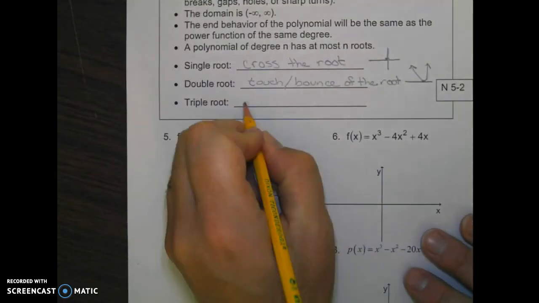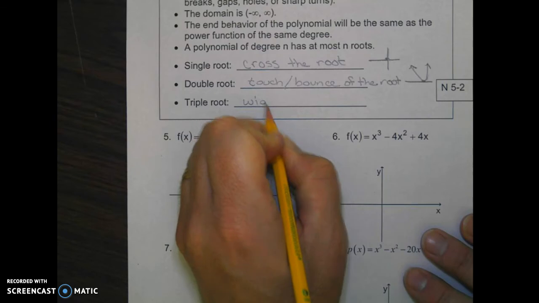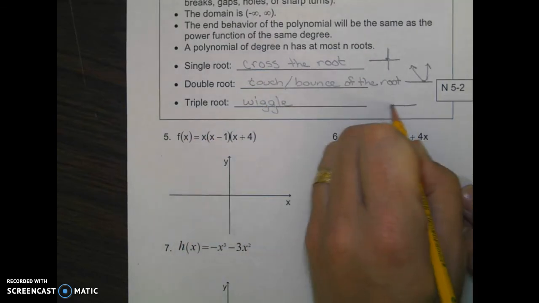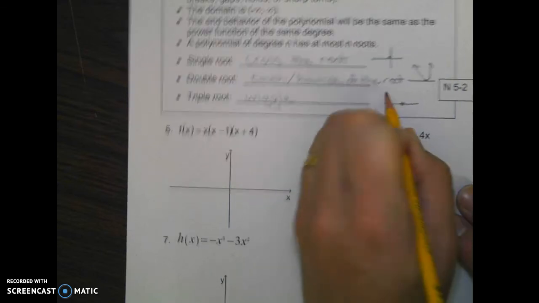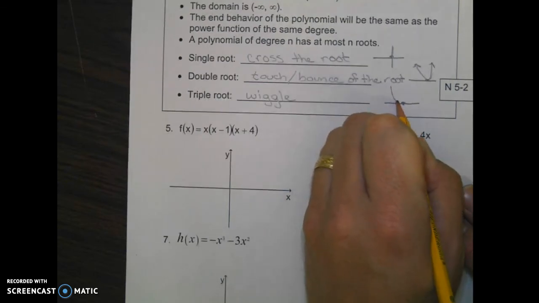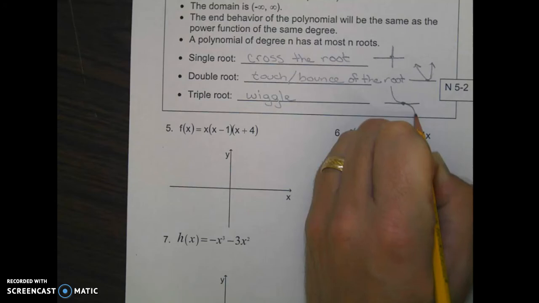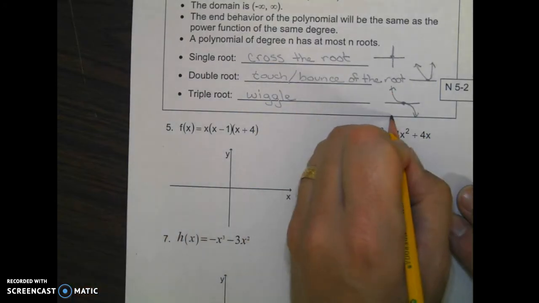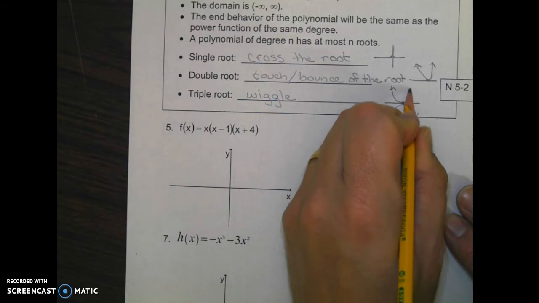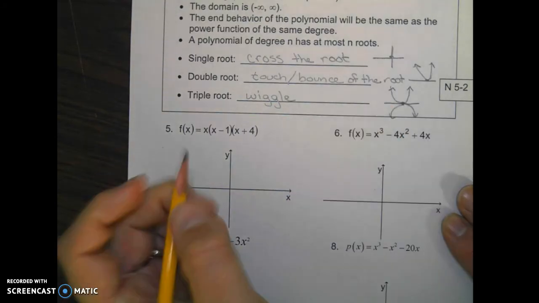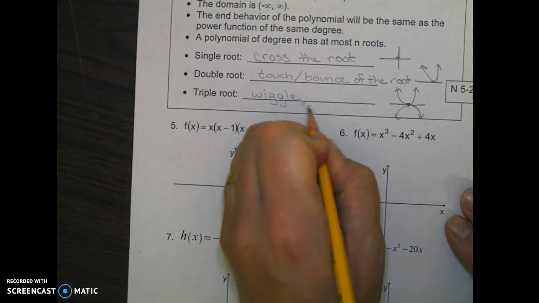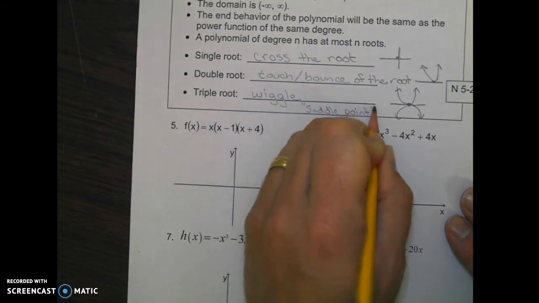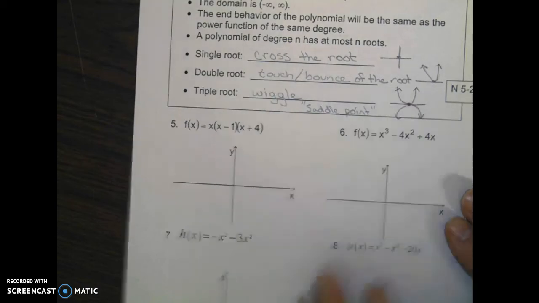Here you're going to wiggle through it. And that looks like this. To wiggle through a point, you're going to come down here and you're going to kind of curve through that point and then curve down. Or it could go up like this, wiggle through the point like that, depending on the direction of the graph. This is also called a saddle point, like sitting on a horse, the saddle.